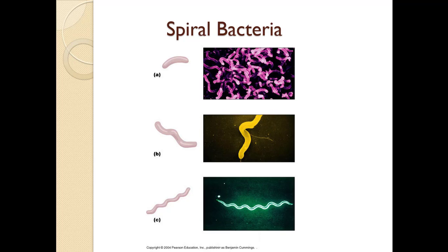And the types of spiral bacteria. You can have a vibrio, which is sort of one little bean-shaped bacteria like that. You can have the spirillum, which is more just one little swirl. Or you can have the spirochetes, which are more sort of zigzag all around.